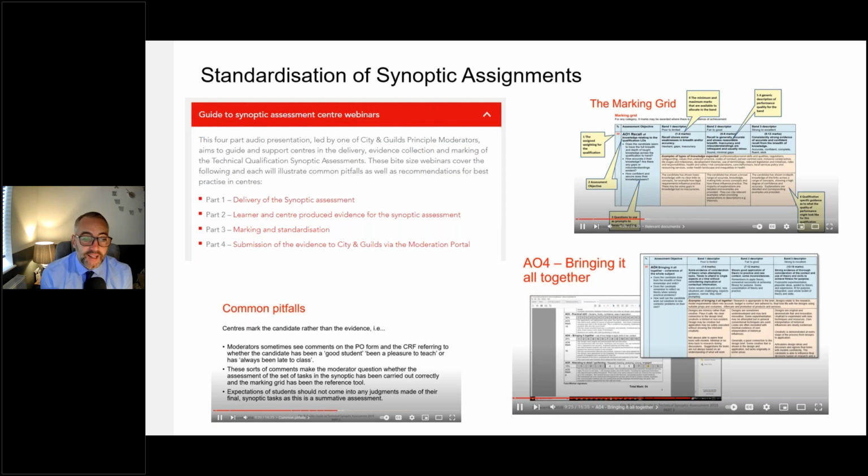And the final one there is common pitfalls. So they're always very useful when people have run these courses before to know what those common pitfalls were. So moderators sometimes see comments on the PO form and CRF form referring to whether the candidate has been a good student, a pleasure to teach. It's not about the judgment of the journey and personable about who they are. It's based on that marking grid.